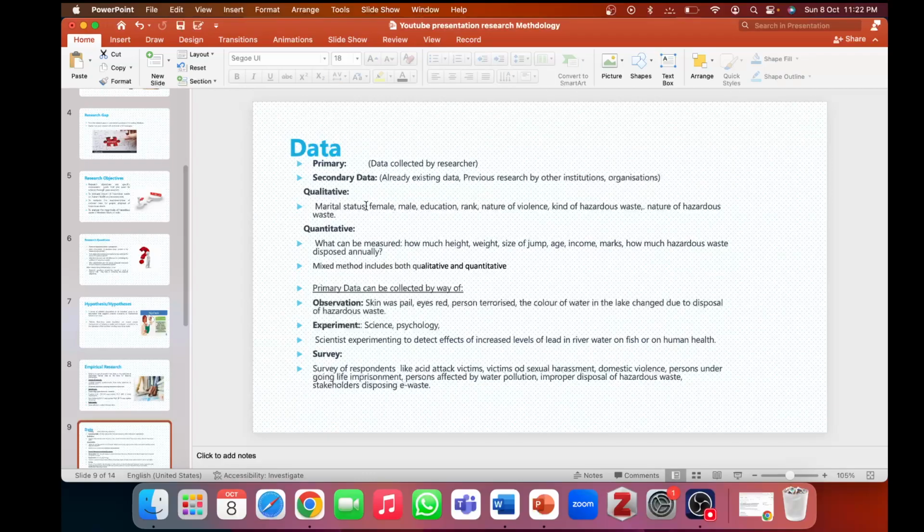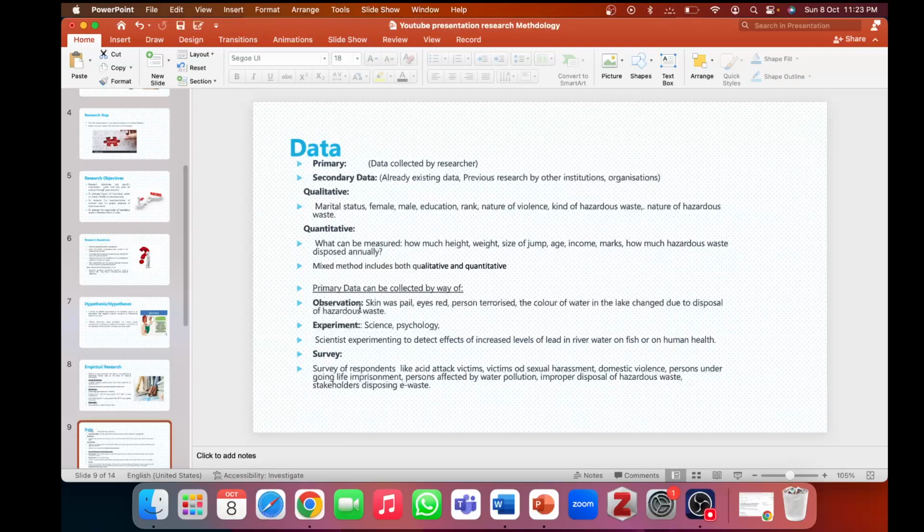So, like we are dealing with acid attack victims and their condition, the sufferings they undergo, that would be covered under qualitative. And how many victims were there, whether they got adequately compensated, what was the amount of compensation awarded to them, that would be covered under quantitative data. Mixed method, it could be mixed method. Mixed method involves both qualitative and quantitative data.